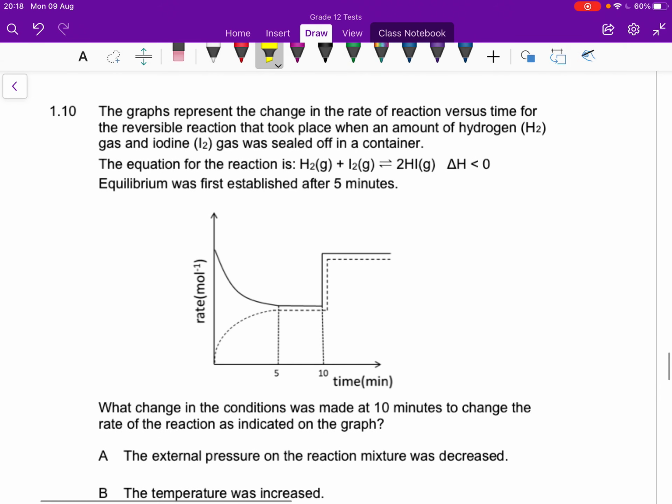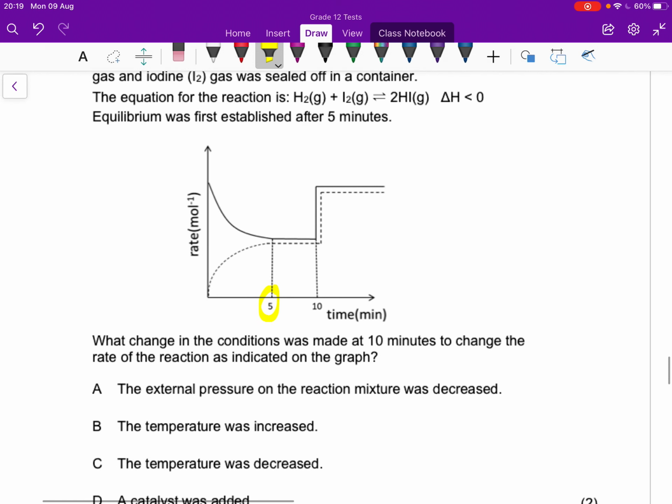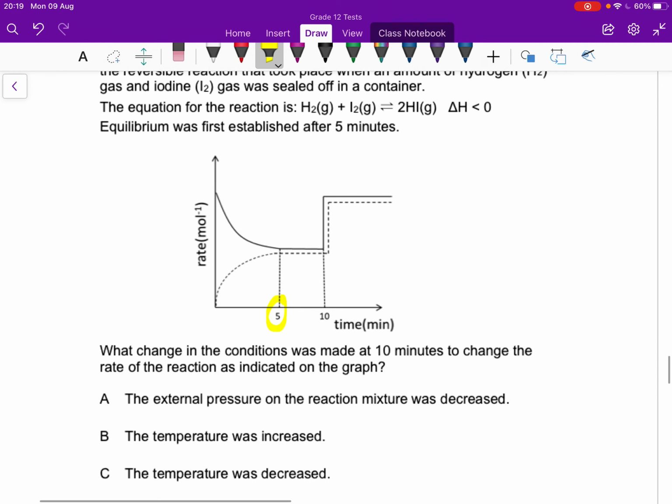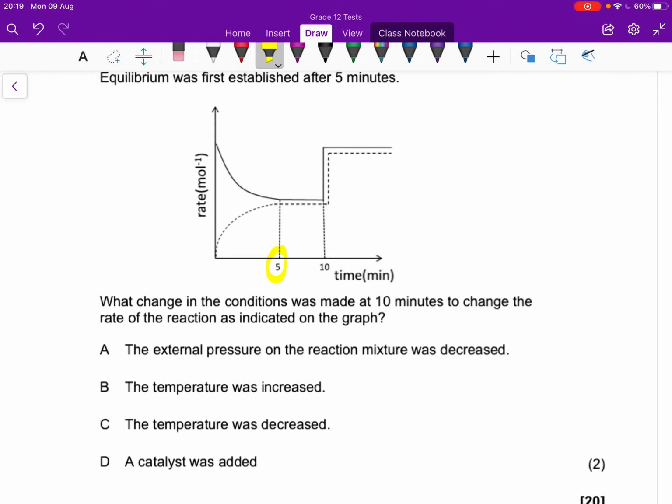Alright? Last question, 1.10. The graph represents the change in the rate of reaction versus time for a reversible reaction that took place with an amount of hydrogen and iodine sealed in a container. Now here you've seen this reaction lots by now. The equilibrium was first reached after 5 seconds. What change was made at 10 minutes to change the rate of the reaction as indicated? This one is one of those things you should know. First of all, we have the same number of molecules on both sides. So pressure might be an issue here, but they tell you external pressure was decreased. By decreasing the pressure, we will make it go slower.